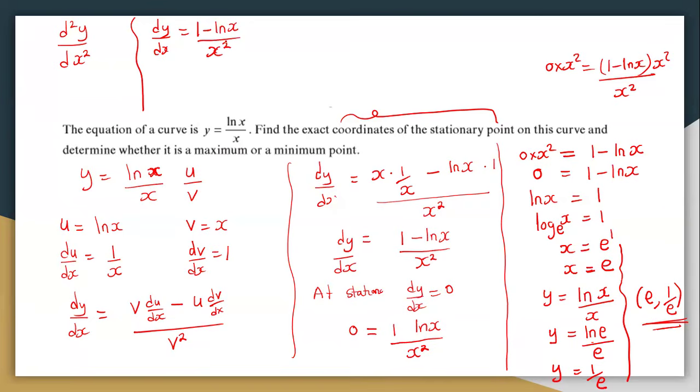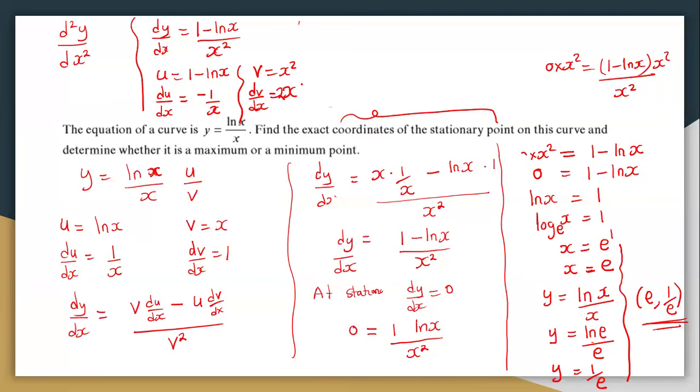Then we can still use the quotient rule there and say that our u is 1 minus ln x. Then du dx is negative 1 over x. Then we say our v is equal to x squared. Then our dv dx is equal to 2x.